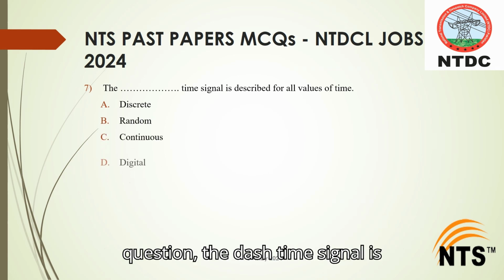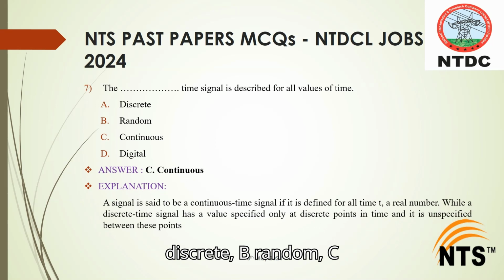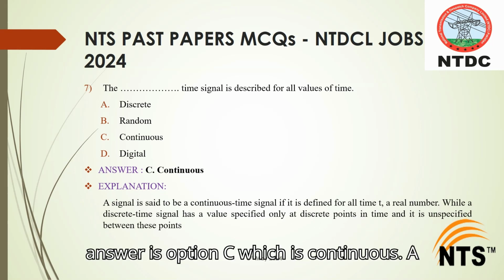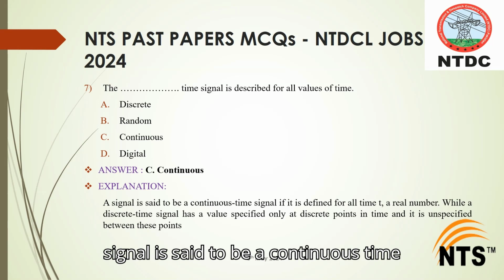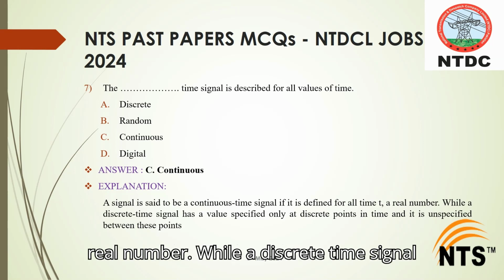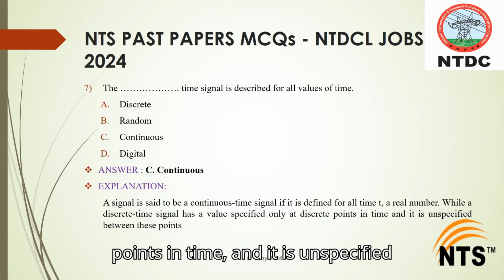The dash time signal is described for all values of time. A, discrete. B, random. C, continuous. D, digital. The correct answer is option C, which is continuous. A signal is said to be a continuous time signal if it is defined for all time t, a real number, while a discrete time signal has a value specified only at discrete points in time and it is unspecified between these points.